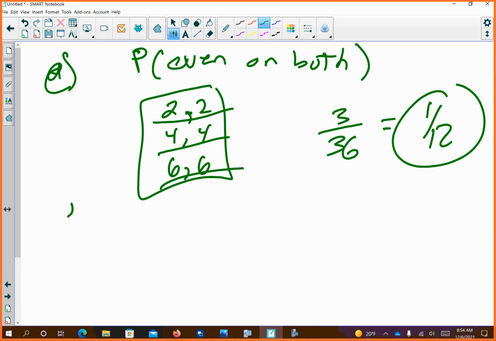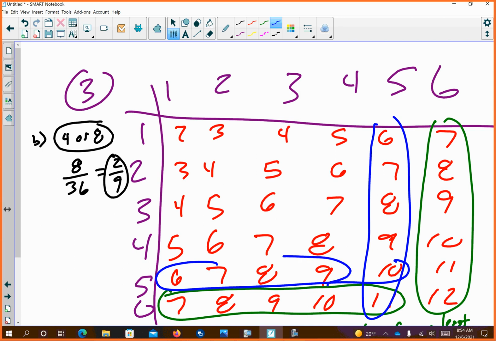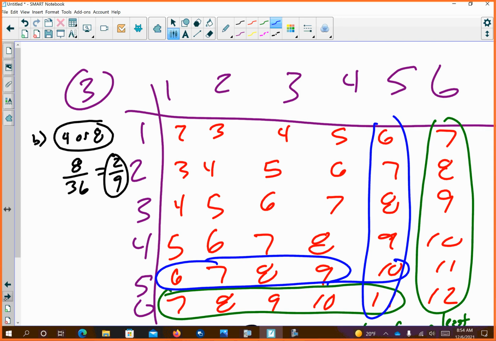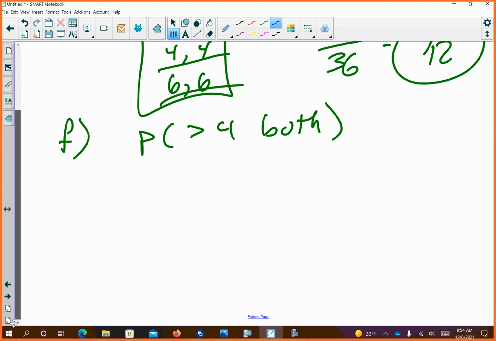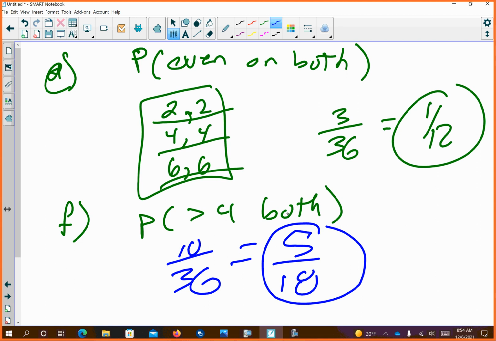F, rolling a number larger than 4 on both dice. All right, I'm going to go back to my grid. I want larger than 4. So I'm going to have this one and this one. So 1, 2, 3, 4. 1, 2, 3, 4, 5, 6. So I have a 10. 10 out of 36 probability, which is 5 out of 18 probability. And I'm just going by counting on my sample space.